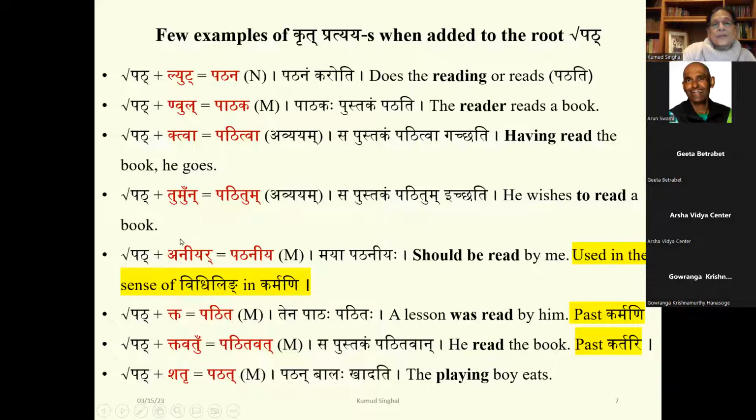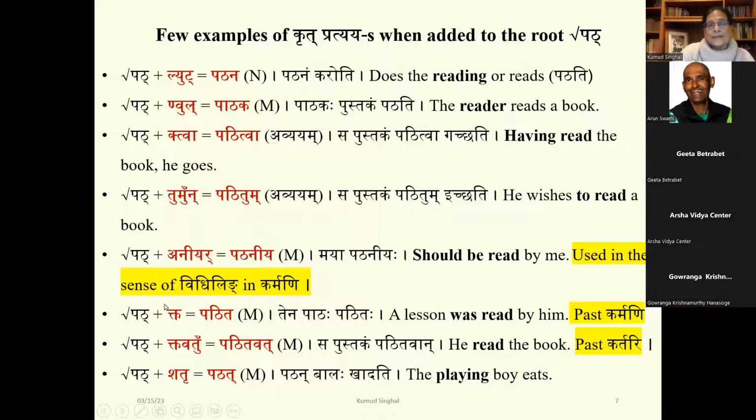Then another Krit Pratyaya is aniyar. And if you add it to the pat dhatu, then the resulting Pratipadikam is pathaniya, which is a masculine Pratipadikam. Maya pathaniyaha, should be read by me. This is always used in a karmani prayoga. And it is something like a vidhilik. So should be read by me.